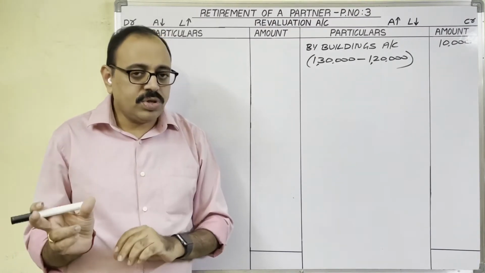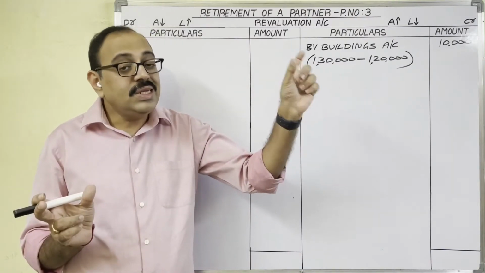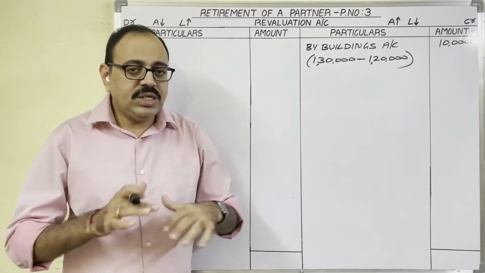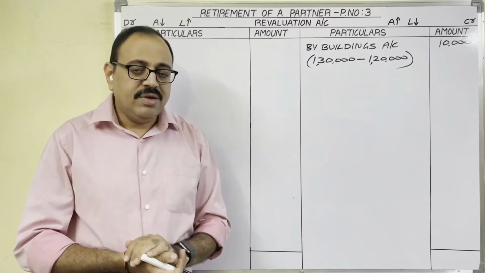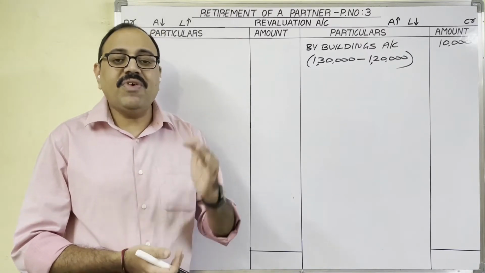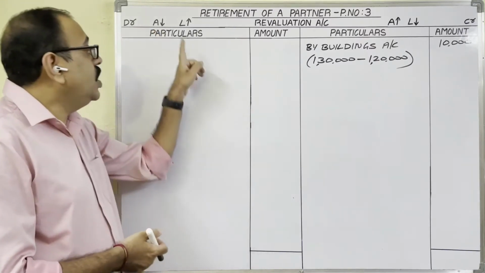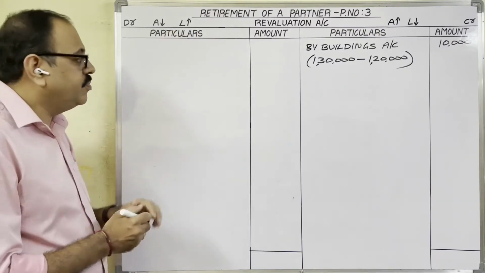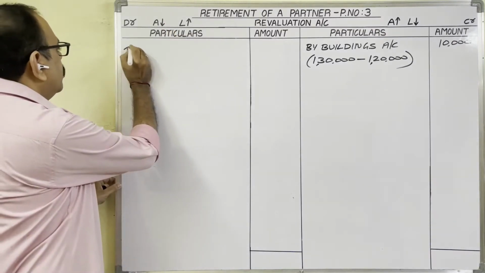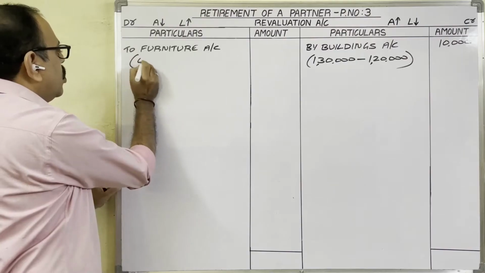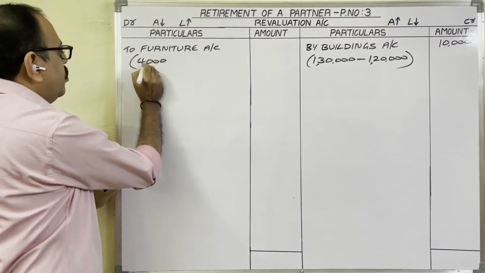So old value 4,000, new value 3,600. So how much is decreased? 400 rupees. Furniture is an asset. Asset value is decreasing. It is a loss. We should show it on the debit side. To furniture account. Show the calculation in the inner column. Furniture value 4,000.